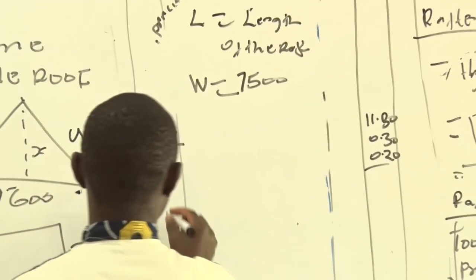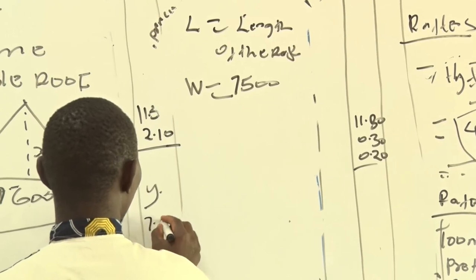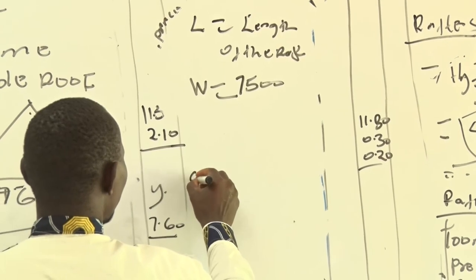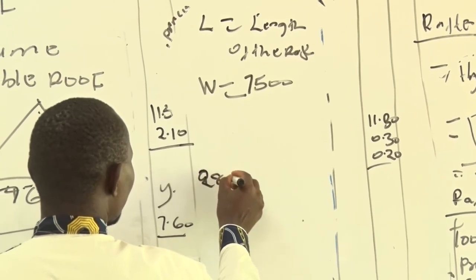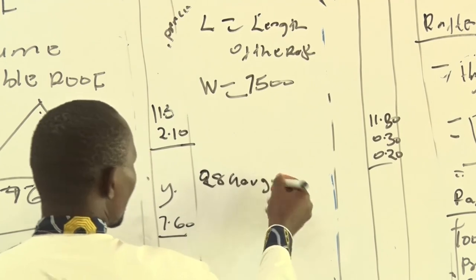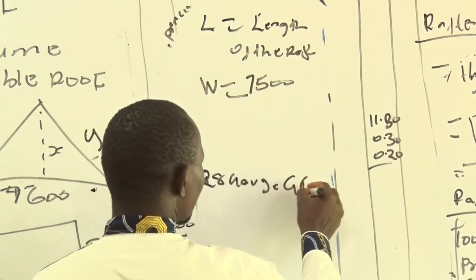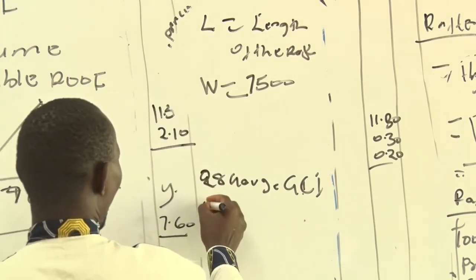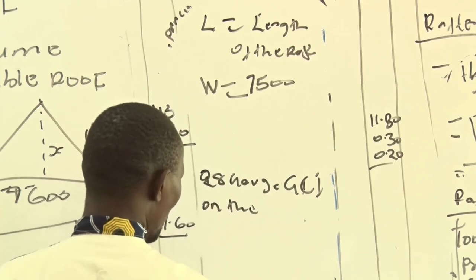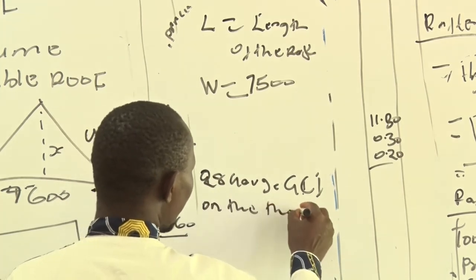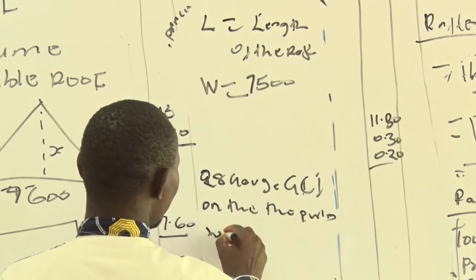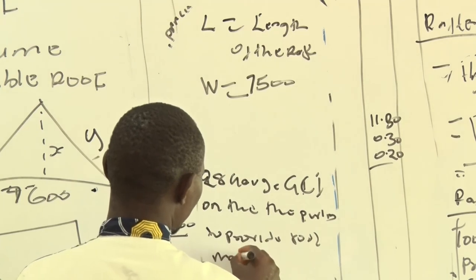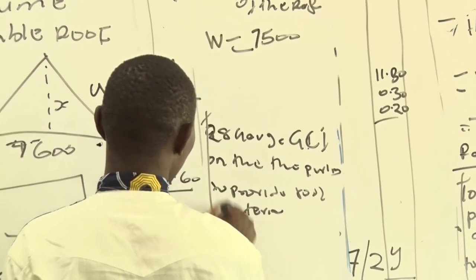This Y, then you enter 7.60, then you describe it as gauge 28 GCI, galvanized corrugated iron sheets, on the rafters, on the palings, to provide roofing materials. Then you close that entry.